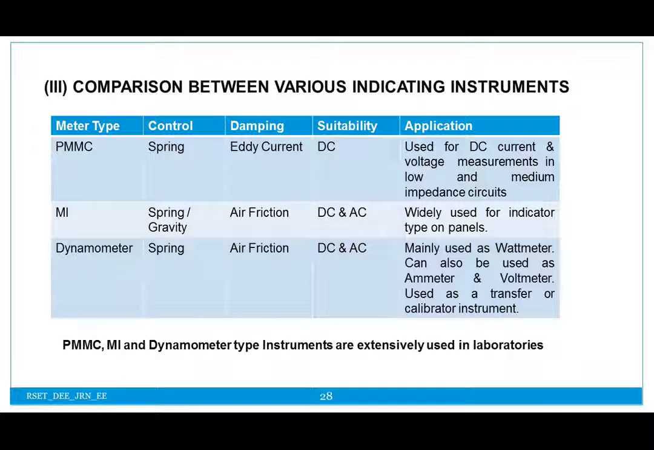Now coming on to the dynamometer type, again the control is generally spring, damping is air friction. Suitable for both AC and DC, but generally used as a wattmeter. It can be used as an ammeter and voltmeter, but up to a particular range, as you have already seen in the last lecture. It is very much used as a transfer or calibrator instrument. So that's a specialty of the dynamometer type. PMMC, MI and dynamometer type instruments are extensively used in our laboratories.